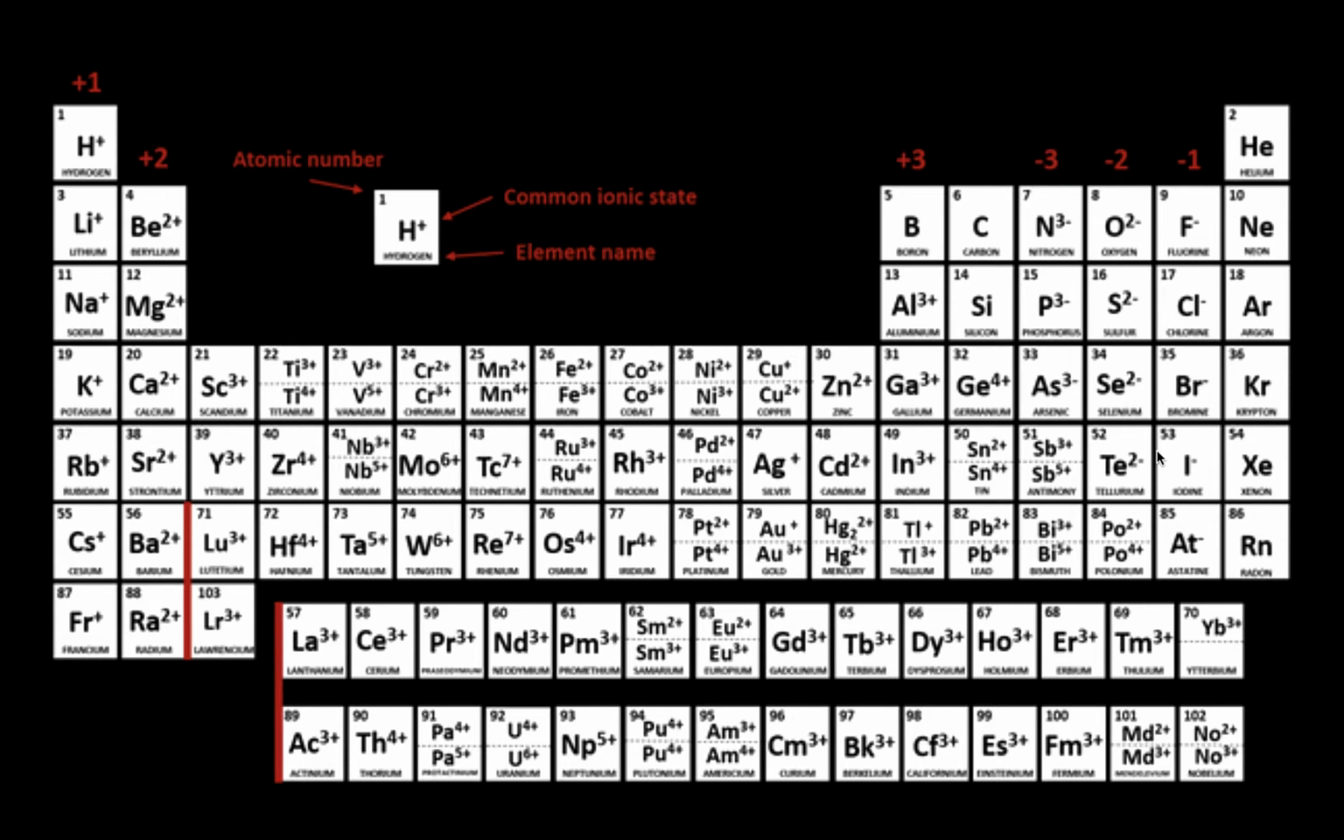charges. You'll notice that most of the multiple charge metals are found in the transition metals. Not all of them, but that's where most of them are found. And you'll also notice there's a couple more underneath the stair step. And then there's even some in the lanthanides and actinides.